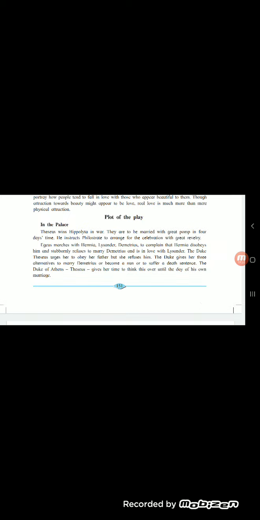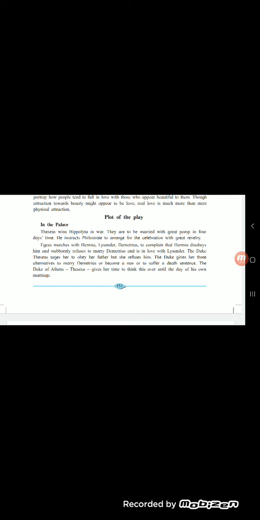So she is now given three options: either to marry Demetrius as per the wish of her father. This is one option. Second is do not marry anybody and live a celibate life, to become a nun, sannyasini or brahmacharini as we call it in Marathi, or suffer a death sentence. So this Hermia is now in great danger.